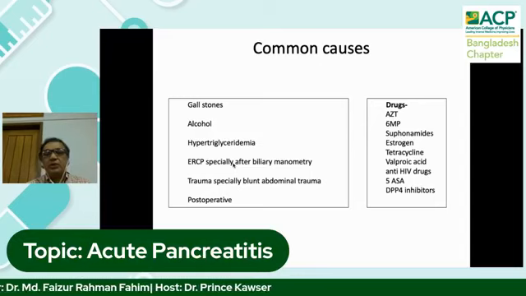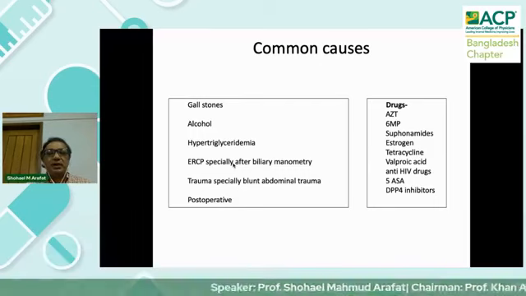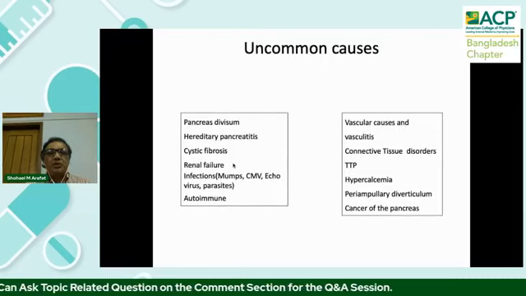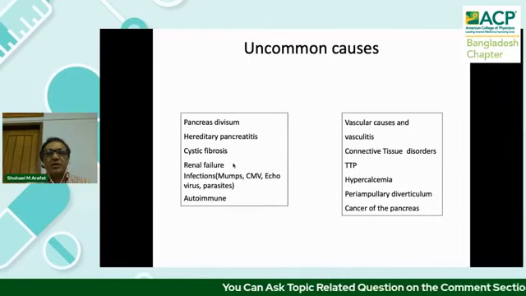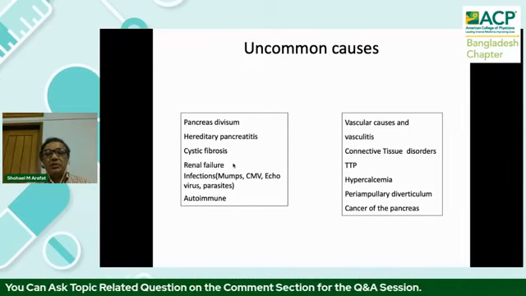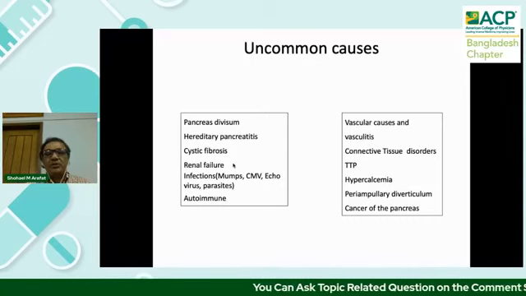And so when we take the history, we should not miss the history of taking these important drugs which might really cause pancreatitis. There might be a few other uncommon causes, mainly anatomical, some genetic causes, even renal failure, and virus infections like mumps, CMV or echovirus, parasites, and autoimmune causes and vasculitis. In our clinical practice, in a tertiary care hospital, I think we get these sort of cases. Then thrombotic thrombocytopenic purpura, hypercalcemia, and diverticulum, as well as cystic fibrosis of the pancreas.